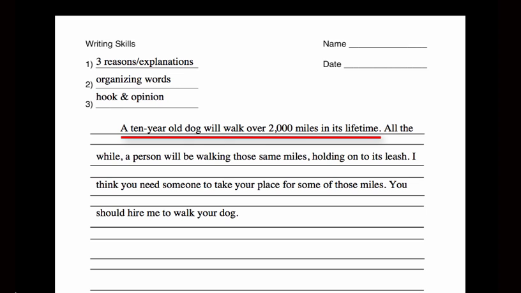Here I've used an interesting fact about our topic to grab the reader's attention. This hooks the reader so that they want to read more. The second sentence introduces the issue of needing a dog walker, and the last sentence states my opinion that you should hire me.